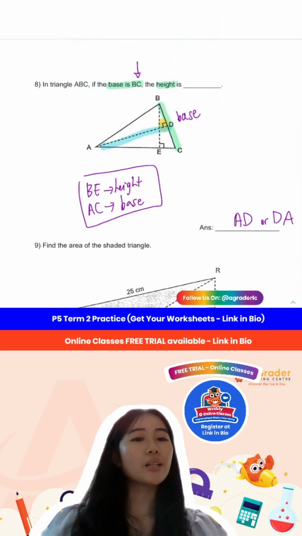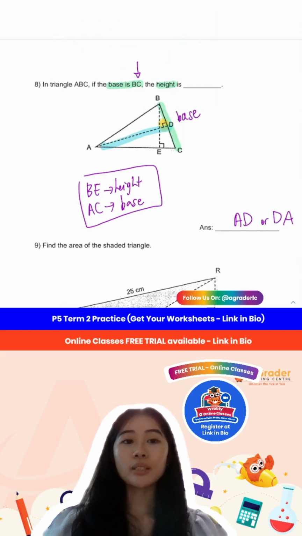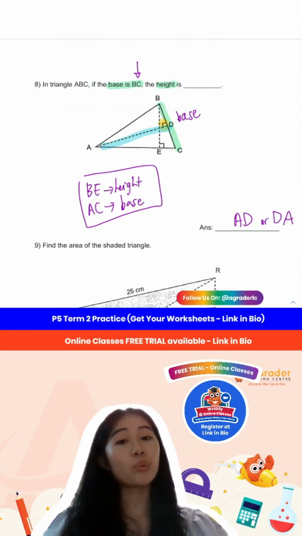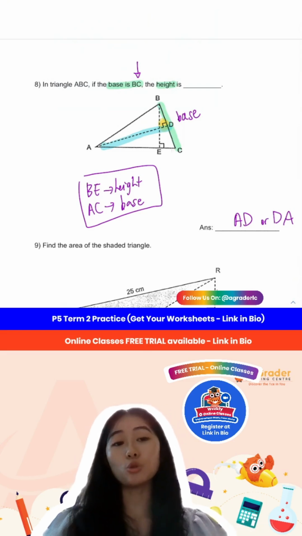Okay, so Sigma says your foundation math, is it? Oh, okay, so foundation math, the syllabus is slightly different. So some of the questions that we go through might not be applicable to you.